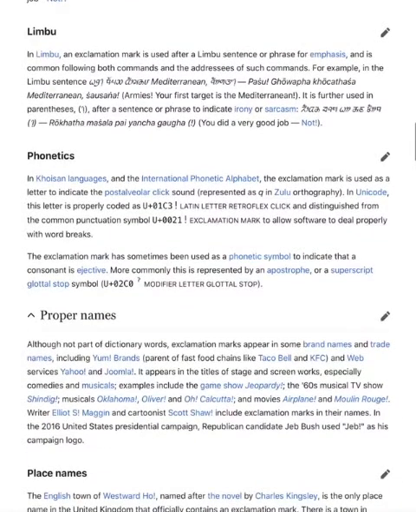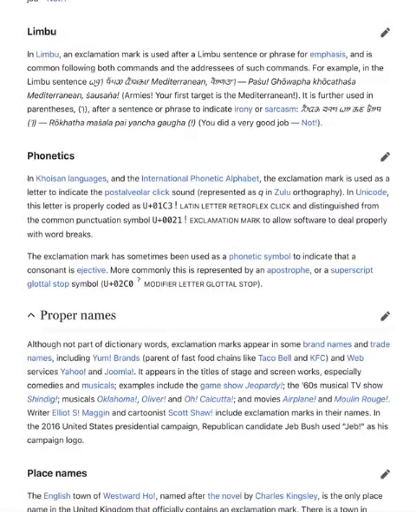Limbu. Where is Limbu? In Limbu, an exclamation mark is used after a Limbu sentence or phrase for emphasis, and is common following both commands and the addresses of such commands. For example, in the Limbu sentence, Paso Goafa Kokahasa Mediterranean South Susana. Armies, your first target is the Mediterranean.